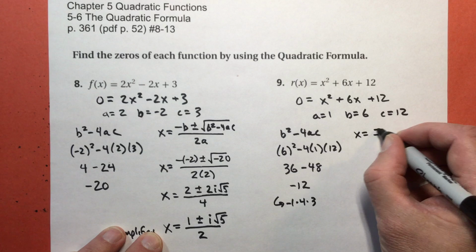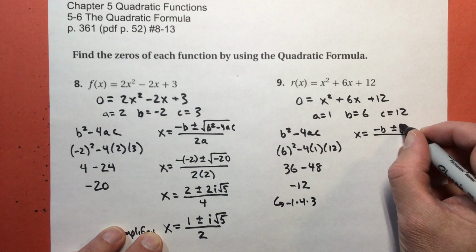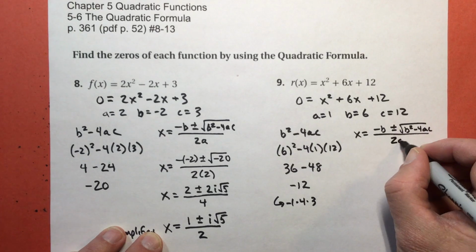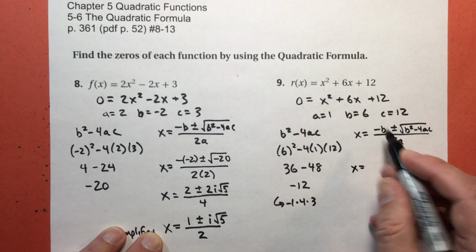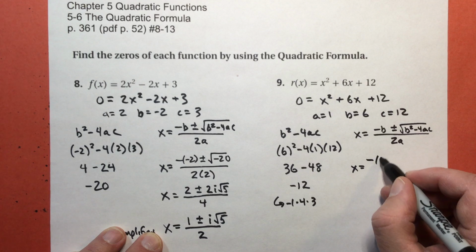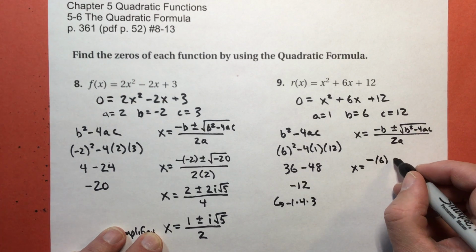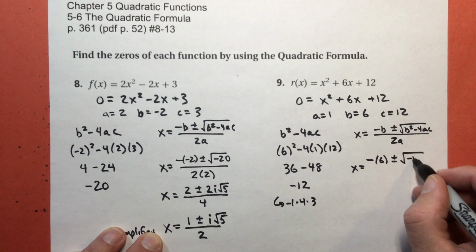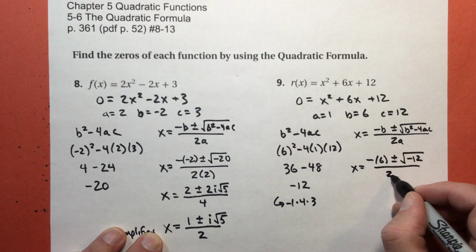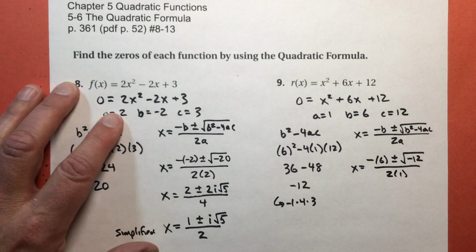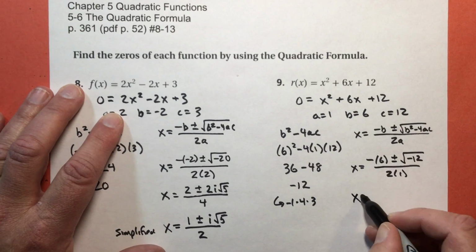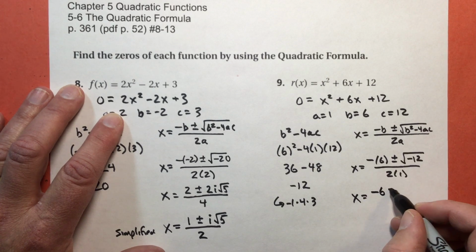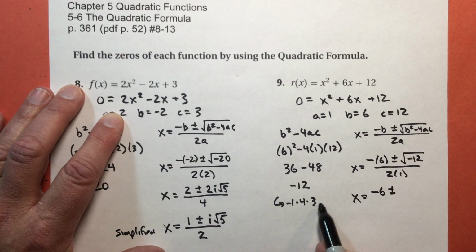My quadratic formula is still negative b plus or minus the square root of b squared minus 4ac divided by 2a. b is 6, so I get the opposite of 6. I was getting ahead of myself there. Negative 12 is my discriminant, and 2 times 1. So, opposite, simplify, multiply. Negative 6 plus or minus, I'm going to take the square root of all this.